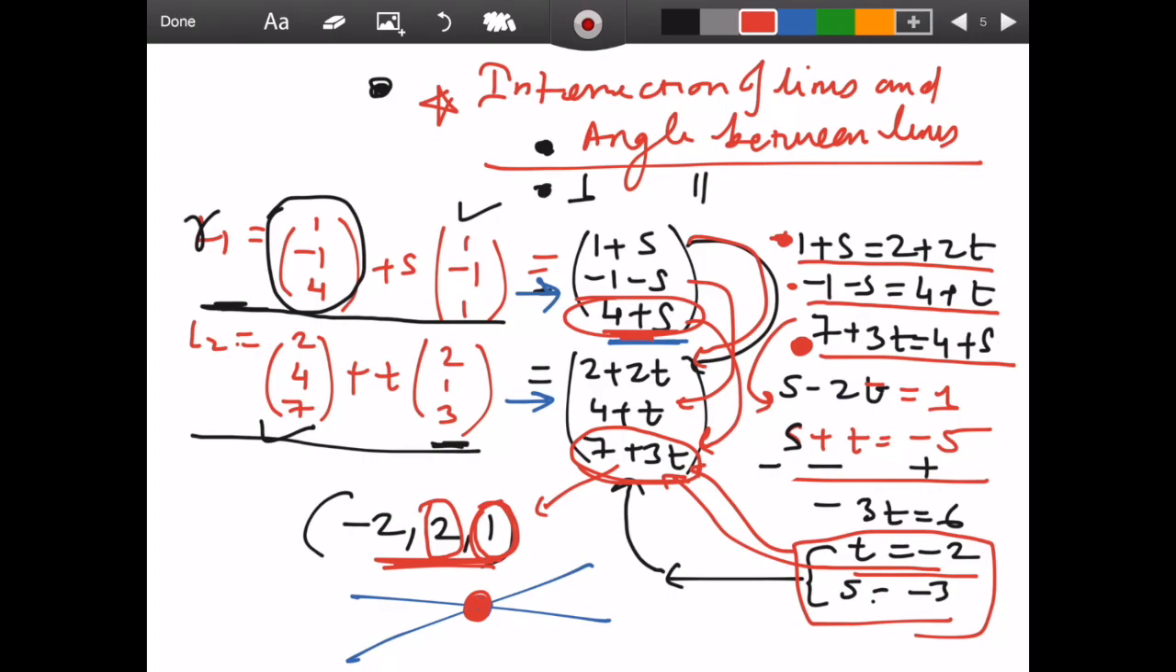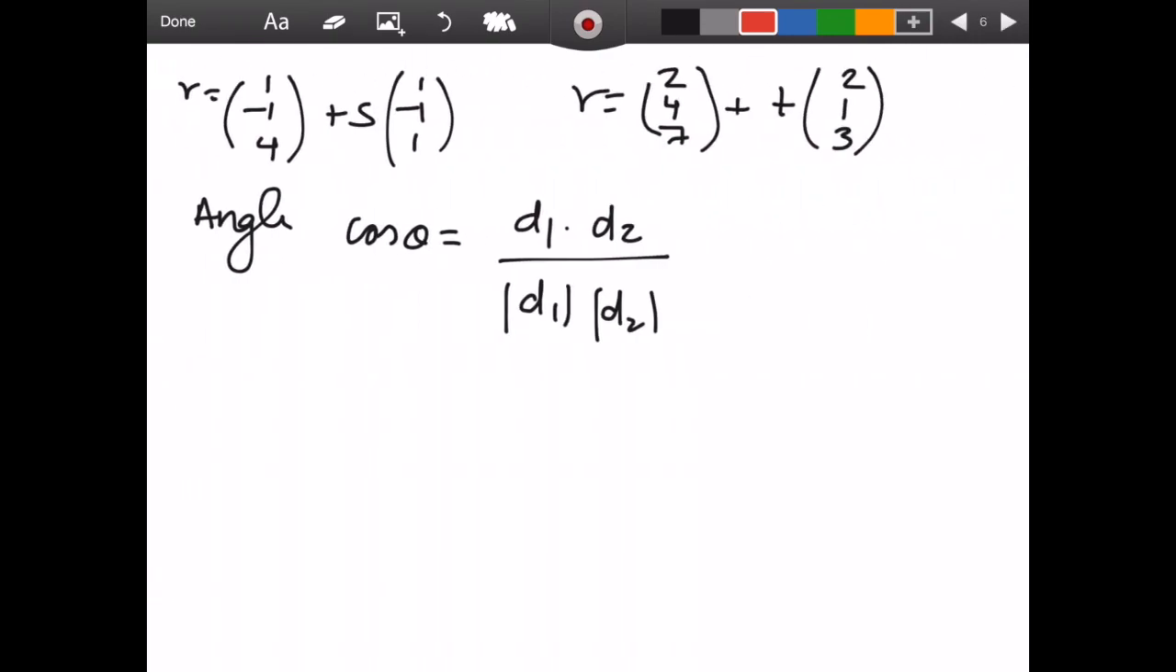Now I'm also going to cover the next module, which is the angle between lines. For finding the angle between lines, you just pick up the direction vector of the first line and the direction vector of the second line. You must be clear with the dot product procedure, which is cos theta equals d1 dot d2 over the magnitude of d1 times the magnitude of d2. Remember that the points don't decide the angle between two lines. The direction is the important factor to decide the angle.